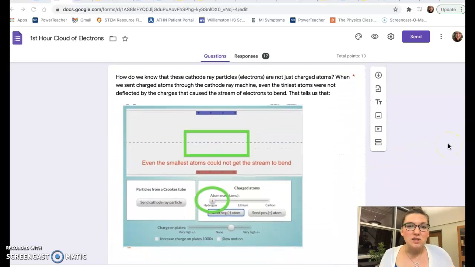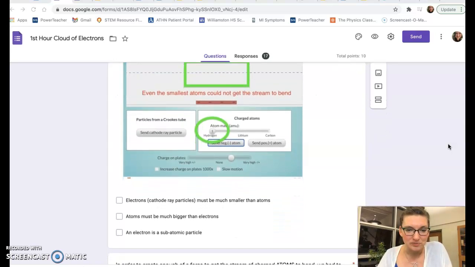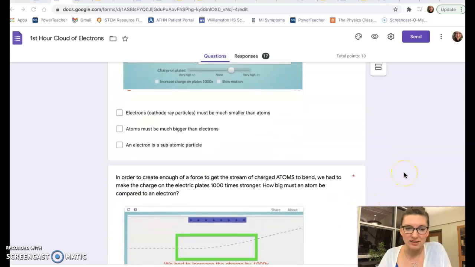So how do we know that these cathode ray particles, or electrons, are not just charged atoms? When we sent charged atoms through the cathode ray machine, even the tiniest atoms were not deflected by the charges that caused the stream of electrons to bend. So that tells us that atoms are much heavier than electrons. Electrons are a subatomic particle, meaning they're a lot smaller than atoms. So electrons must be much smaller than atoms.